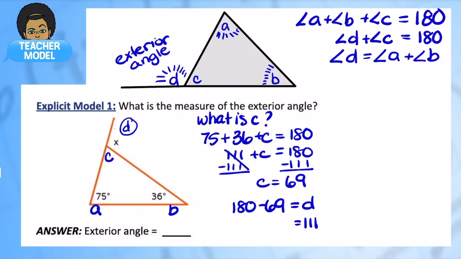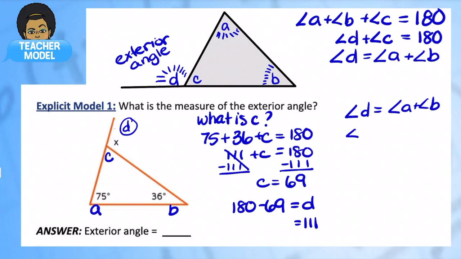So rather than do these two steps, and I've seen kids do this, some kids say, well, let me figure out what C is first, and then I'll just do 180 minus C to get that other angle. Instead of doing that, you can just use this theorem and say angle D, my exterior angle, is equal to the other two angles in my triangle.